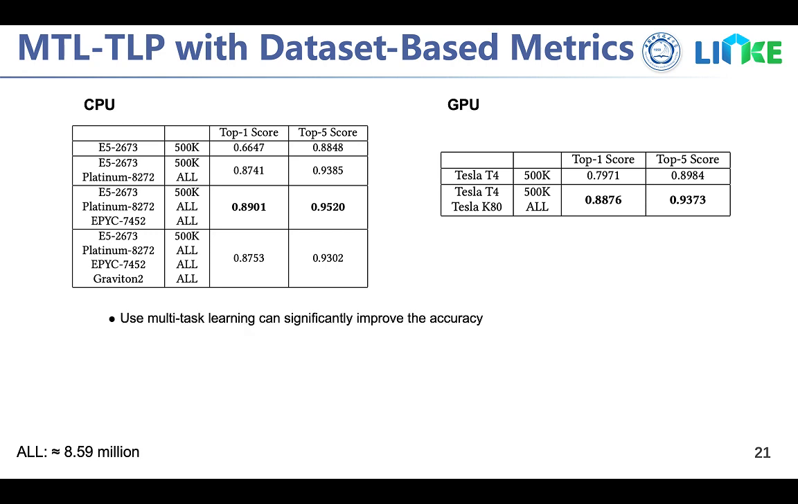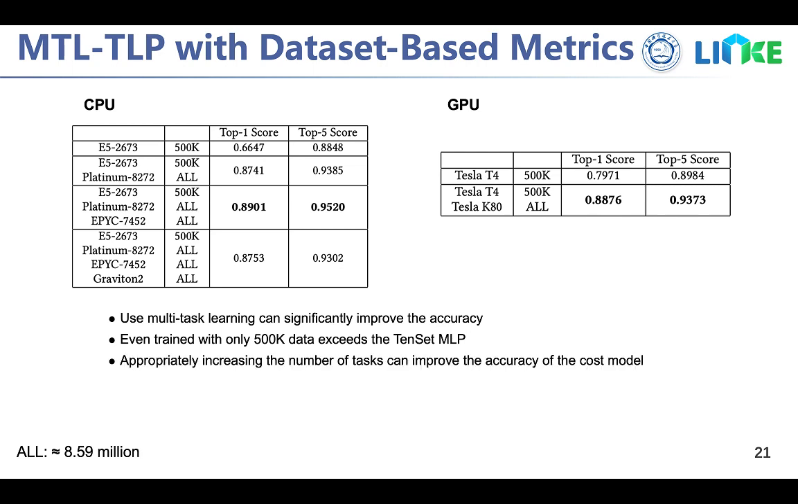The following observations can be made. First, multitask learning can significantly improve accuracy. Second, even with only 500K data, MTL-TLP outperforms Tensor MLP. Third, appropriately increasing the number of tasks can further improve the accuracy of the cost model.